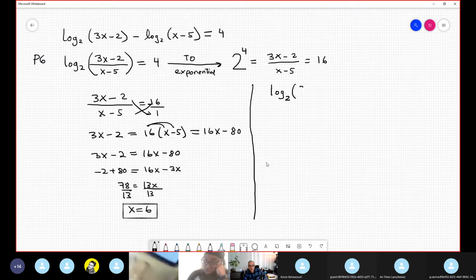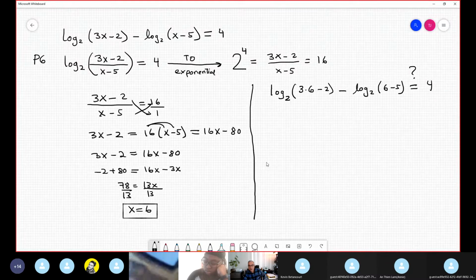Look, be careful. 3 times 6 minus 2, minus logarithm base 2 of 6 minus 5, equals 4. I need to prove that this statement is true. See, if this is false, the solution doesn't work. Okay, multiplication. 3 times 6 is 18. 18 minus 2 is 16. So basically, logarithm base 2 of 16 minus logarithm base 2 of 6 minus 5, which is 1.